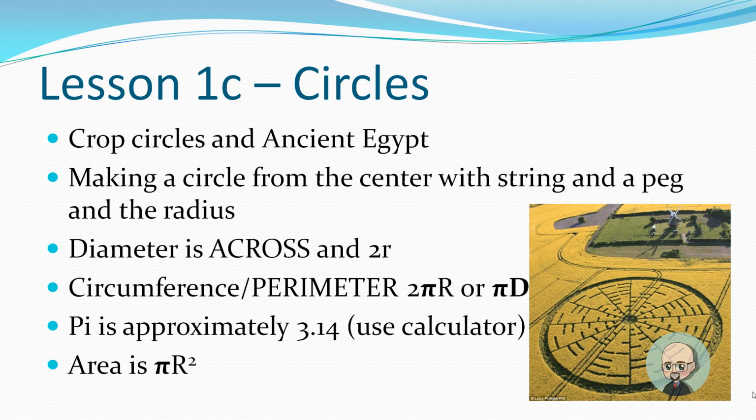The circumference is the same as the perimeter, and that's equal to 2 pi r, or pi d, which is the diameter. Pi is a constant that's approximately 3.14. Use your calculator for pi. Don't use the value of 3.14 because it's a very long irrational number, so just use the calculator's pi. Area is pi r squared, so pi times the radius squared.